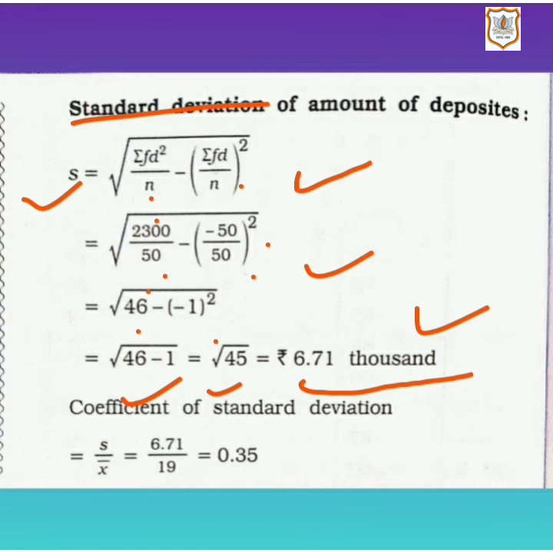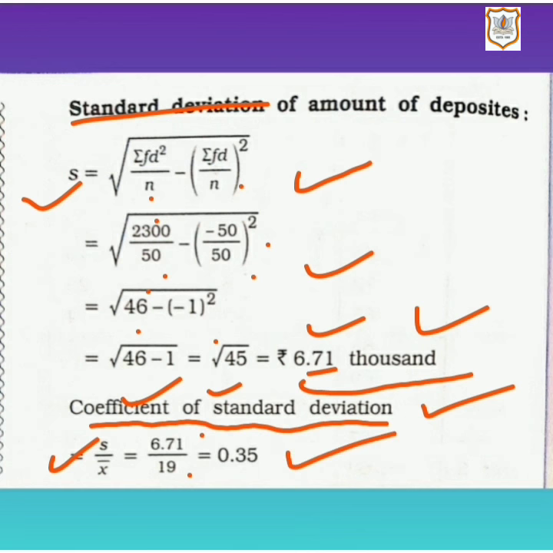Now we are going to find the coefficient of standard deviation that is asked in the question. The formula for coefficient of standard deviation is S upon mean, that means standard deviation upon mean. So this is your standard deviation 6.71. Mean that we took out was 19. So 6.71 divided by 19 gives you 0.35. So coefficient of standard deviation is 0.35.